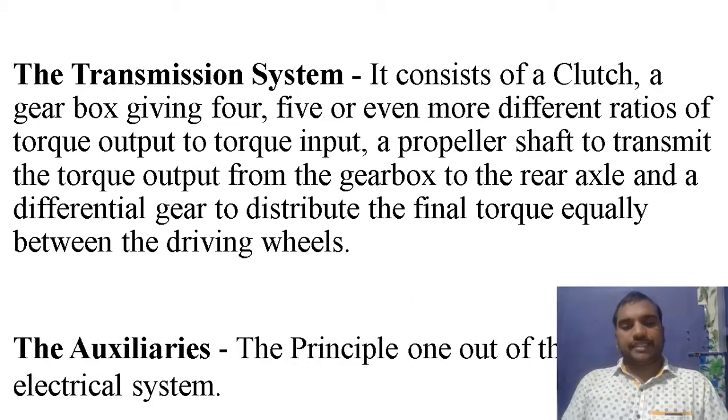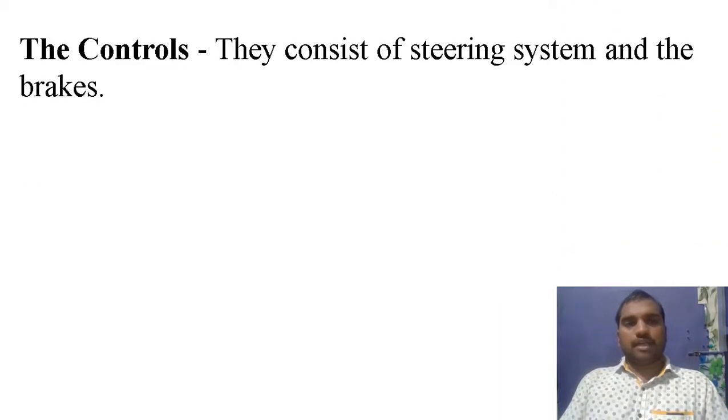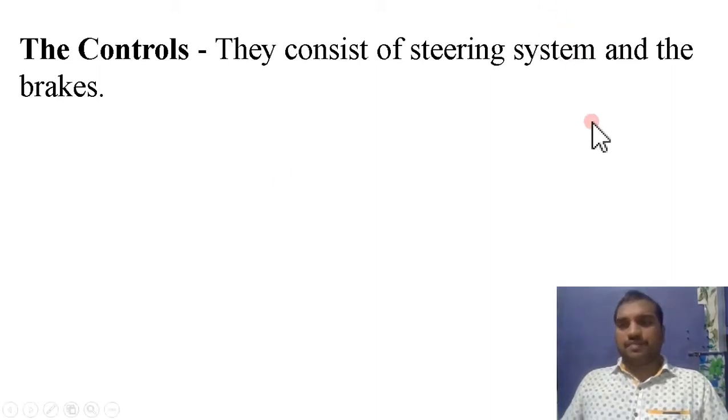Coming to the next one, auxiliaries. In an automobile, all the electrical systems are considered as auxiliaries. Without electrical systems also the vehicle can be moved, right? Coming to the next one, that is related to the controls. They consist of the steering system and brakes. The steering system is to change the direction of the vehicle, and the brakes are to slow down or stop the vehicle within a fraction of a second.